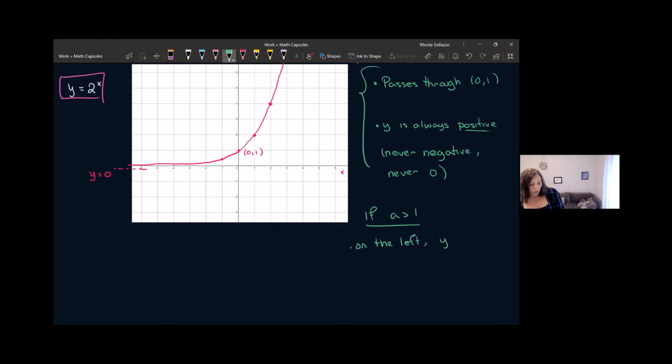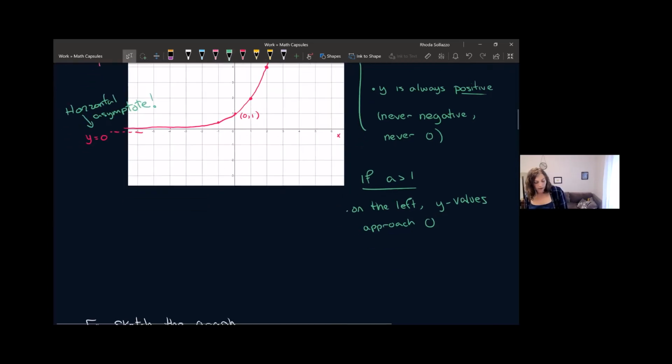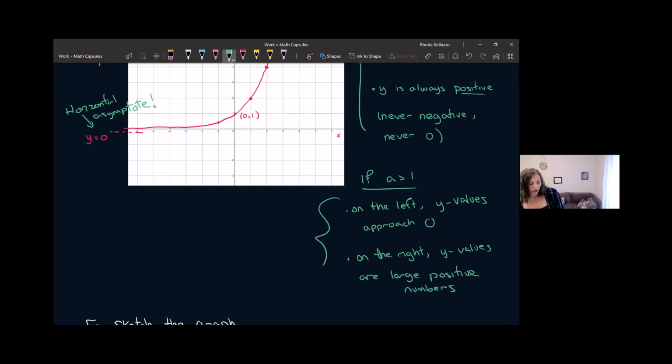So on the left, the y values approach 0. We've got that horizontal asymptote at y equals 0. And on the right, the y values are increasing extremely quickly and becoming large positive numbers. These facts are true for every exponential function that has a base greater than 1.